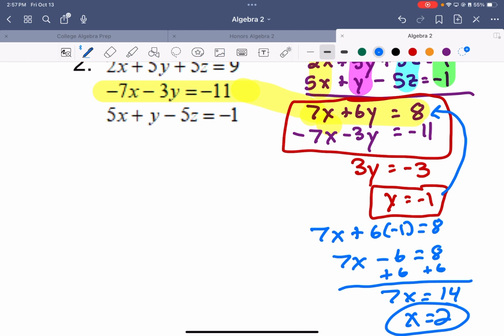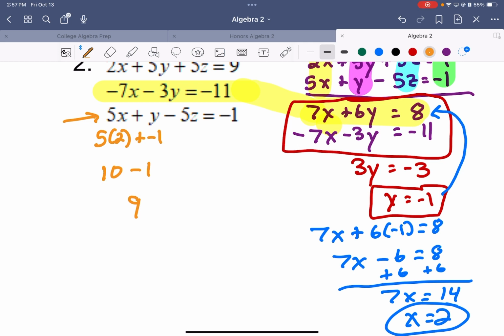So I've got my y value. I've got my x value. The last thing I have to find is my z value. And for ease of purposes, I'm going to put it in that one right there because it's on the bottom. It's easier to get to. I know my x value is 2. 5 times 2 is 10. I know my y value is -1. 10 minus 1 is 9.